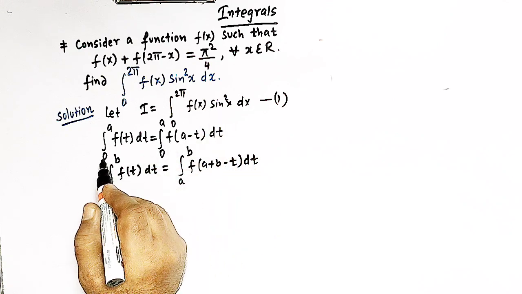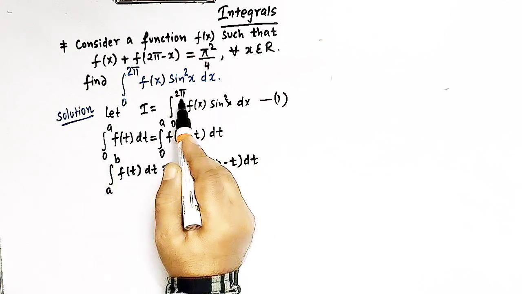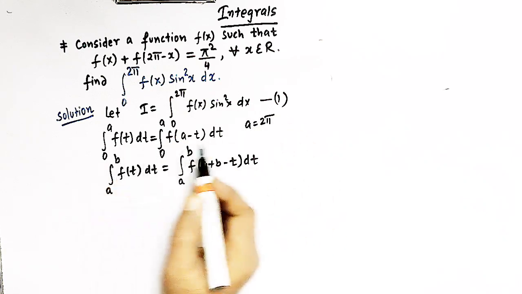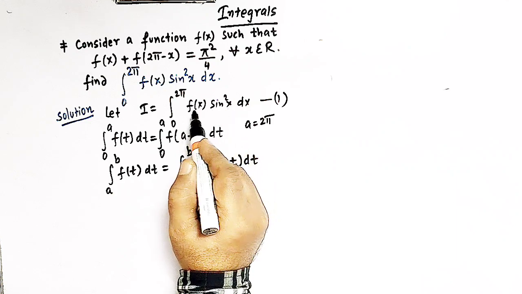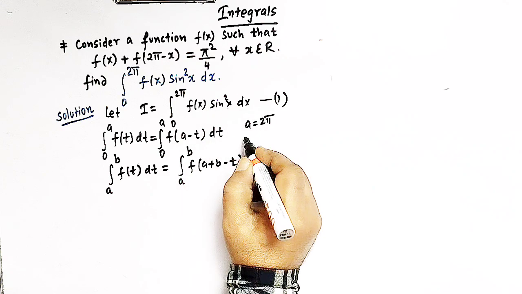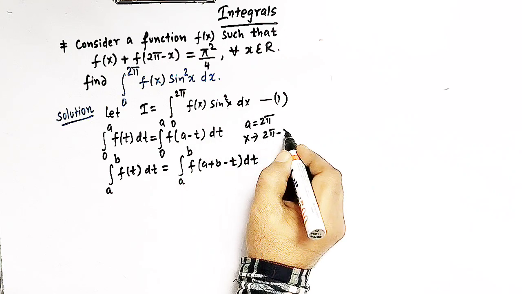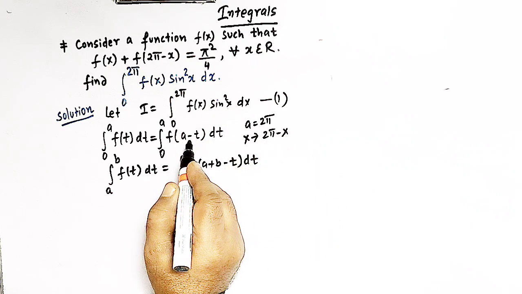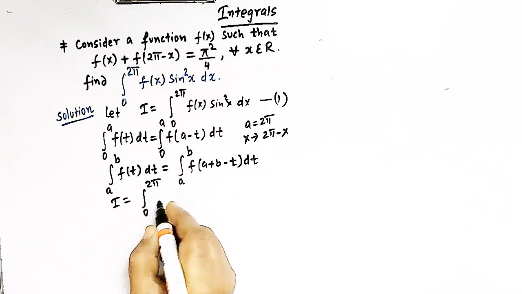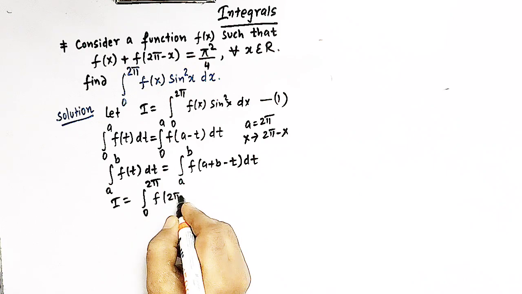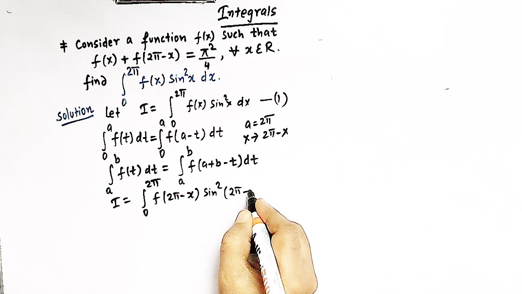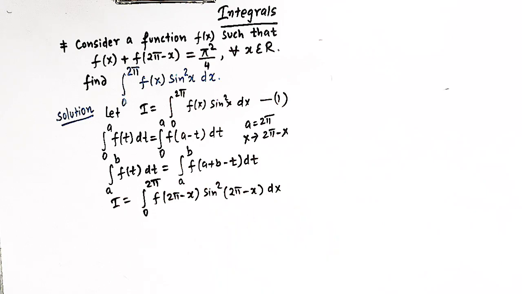Here the value of a is 2 pi, and for f of t, we have this function, f of x sine square x. So let us replace all these x by 2 pi minus x due to this property. So we have now I is equal to the integral from 0 to 2 pi of f of 2 pi minus x, and then sine square of 2 pi minus x, dx.